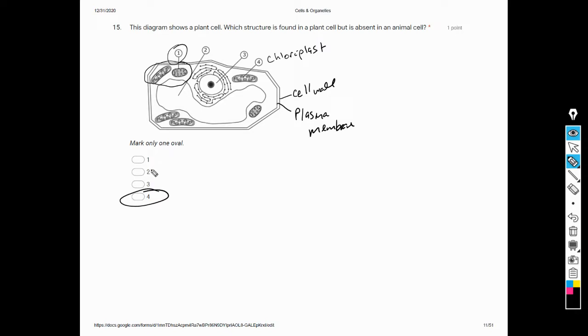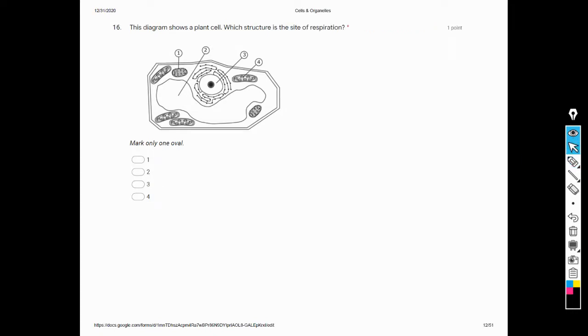The distractor here, structure number two. Animal cells can have a vacuole. If they do have a vacuole, it's much smaller compared to plant cell vacuoles. So number two is the distractor here. Number four is the only structure that plant cells have that animal cells never do.